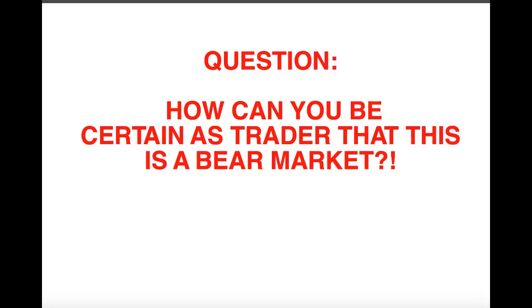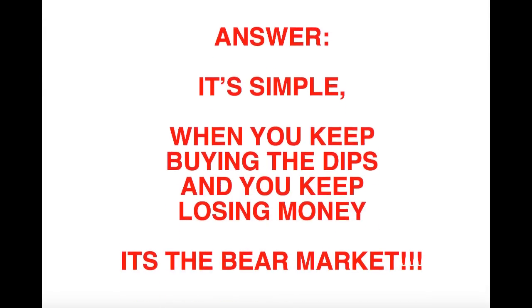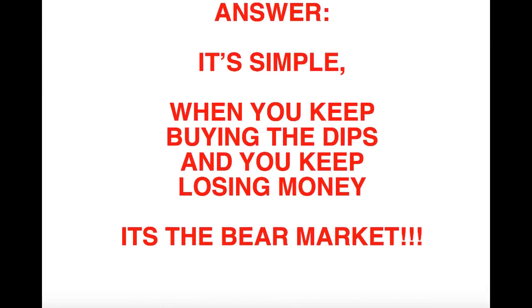Question of the day. How can you be certain as a trader that this is a bear market? Answer is simple. When you keep buying the dips, when everybody keeps telling you, buy the dip, and you keep losing money, that's how you know for a fact that this is a bear market. We're going to show you specifically what's about to happen and why.